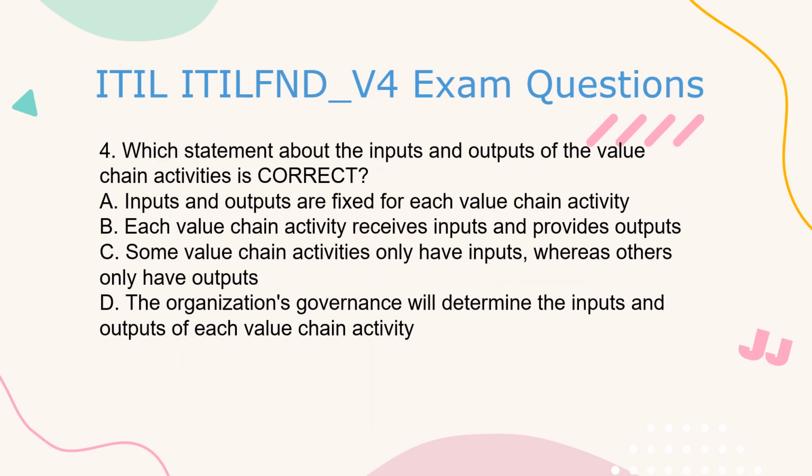4. Which statement about the inputs and outputs of the value chain activities is correct? A. Inputs and outputs are fixed for each value chain activity. B. Each value chain activity receives inputs and provides outputs. C. Some value chain activities only have inputs, whereas others only have outputs. D. The organization's governance will determine the inputs and outputs of each value chain activity.